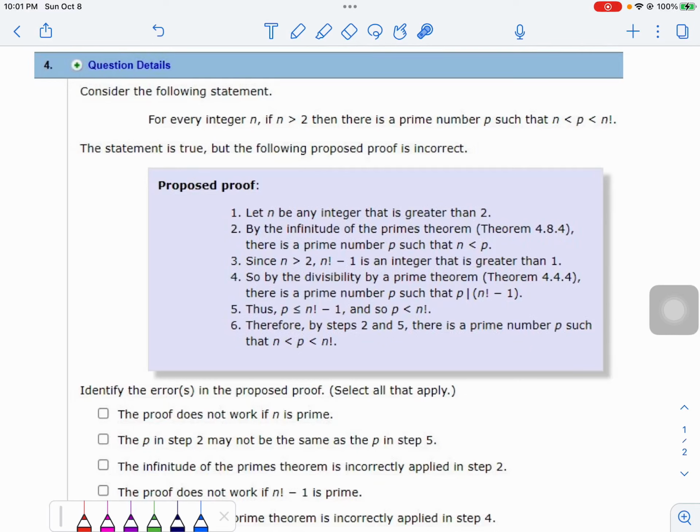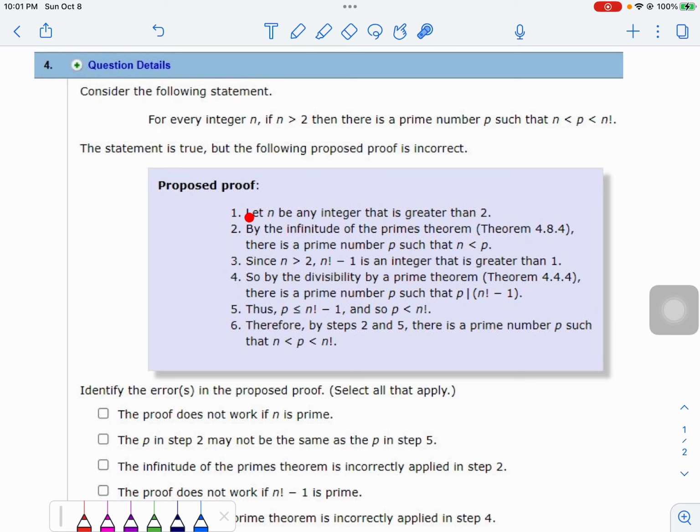We are talking about section 4.8, homework problem number 4. In this problem, there is a proposed proof for this statement, and this statement is saying for every integer n, if n is greater than 2, then we can conclude that there is a prime number p such that p is in between n and n factorial. Now let's take a look at the proof.